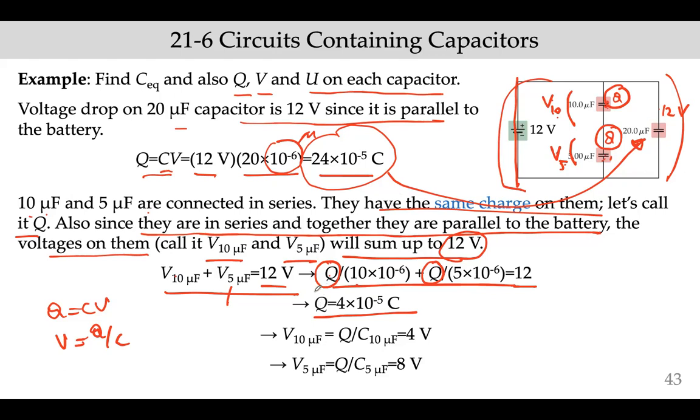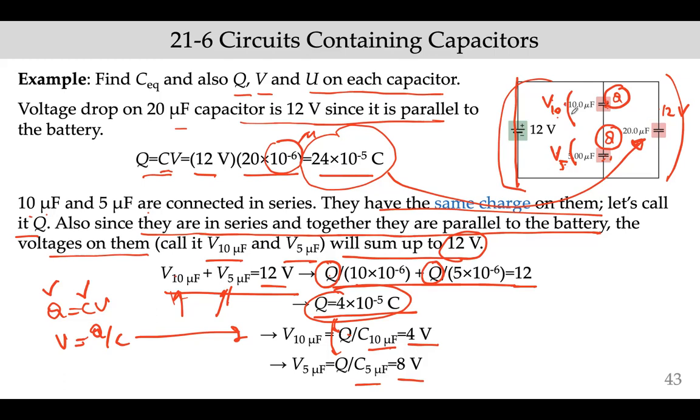Okay, so you know Q, and you know their capacitance values, so then you can find the voltages. So basically you can find V10 and V5. To do that, it's basically Q divided by C, you apply this formula. Now we know the Q values, the charges, so plug in the Q values, you know the capacitance values, and it turns out one of them is 4 volts and the other one is 8 volts.